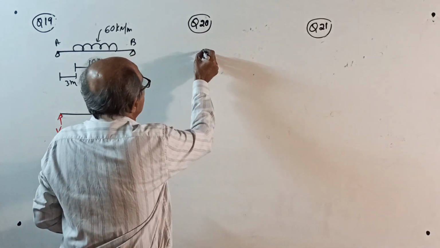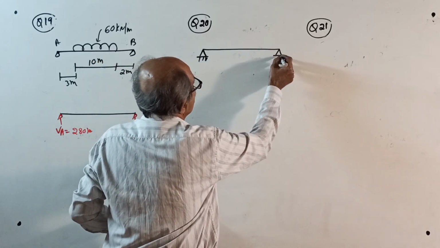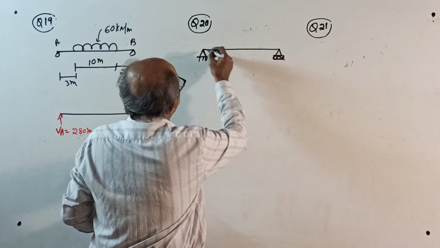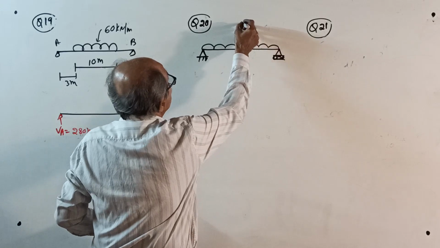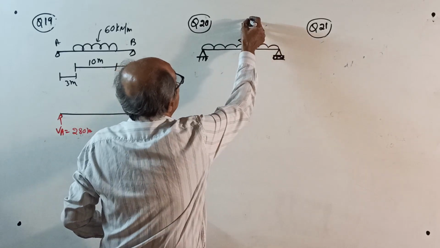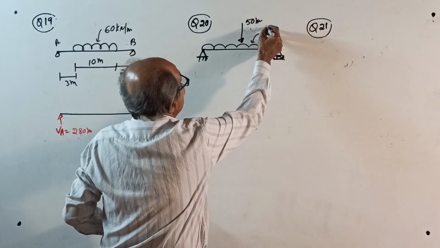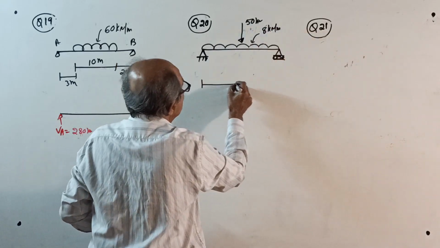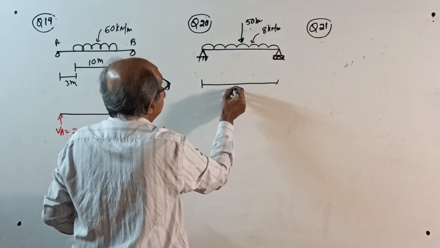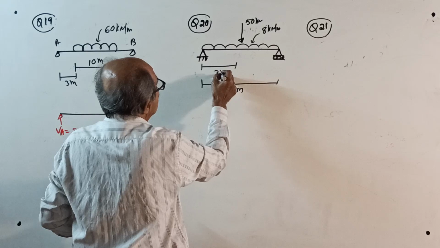See, hinge and roller once in a while. Hinge and roller. Full UDL and a central point load. 50 kilonewton central point load and UDL is 8 kilonewton per meter. Central load, this is on the 6 meter, this is 3 meter.